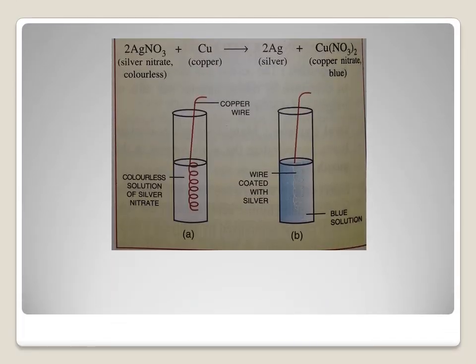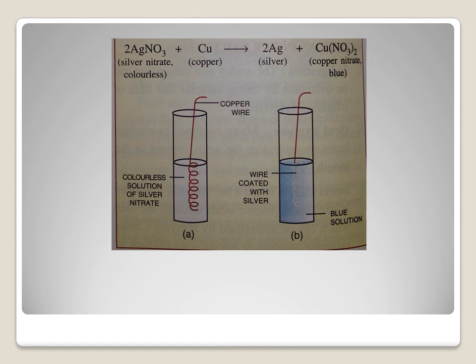Let us see one more example. A test tube is half filled with silver nitrate solution and a copper coil is dipped into it. After some time, we will notice that the copper coil gets coated with silver while the solution turns blue. This shows that copper is chemically more reactive than silver.